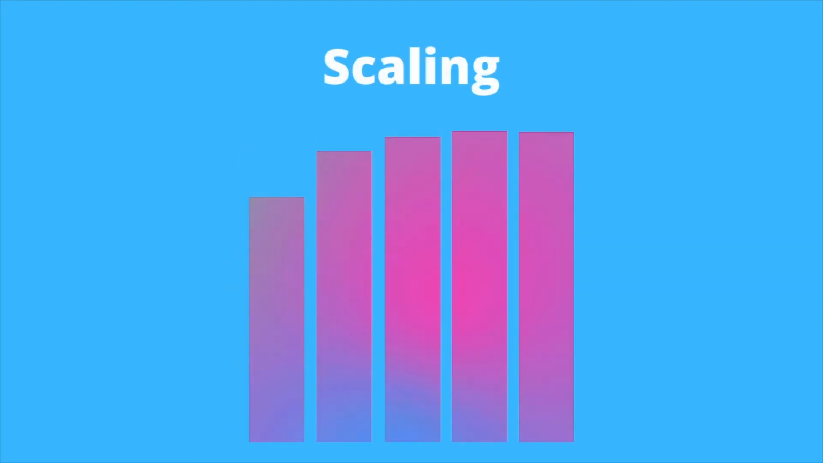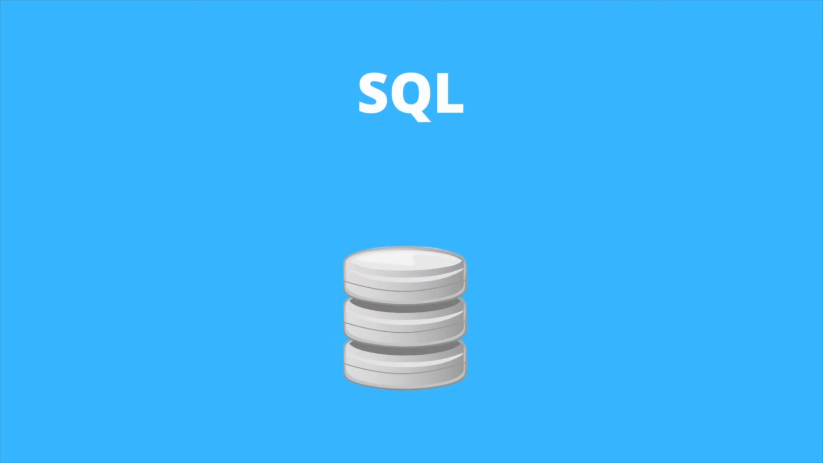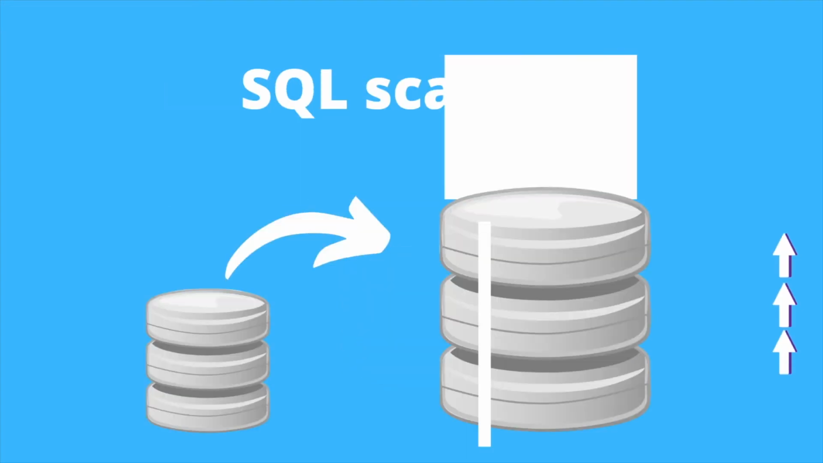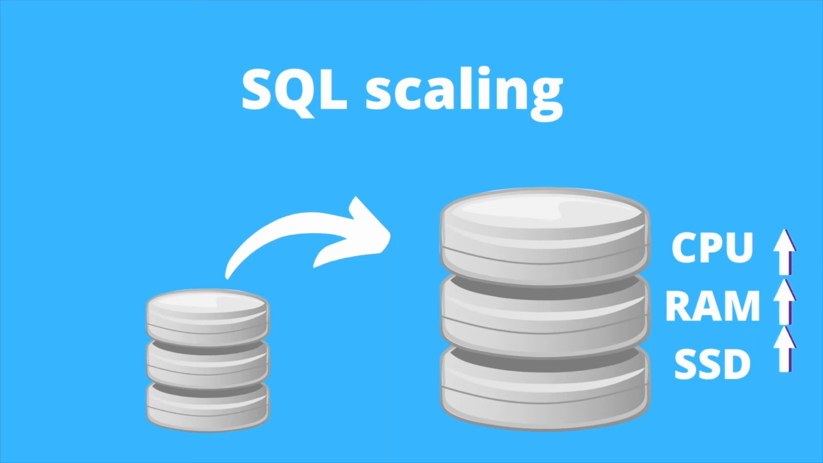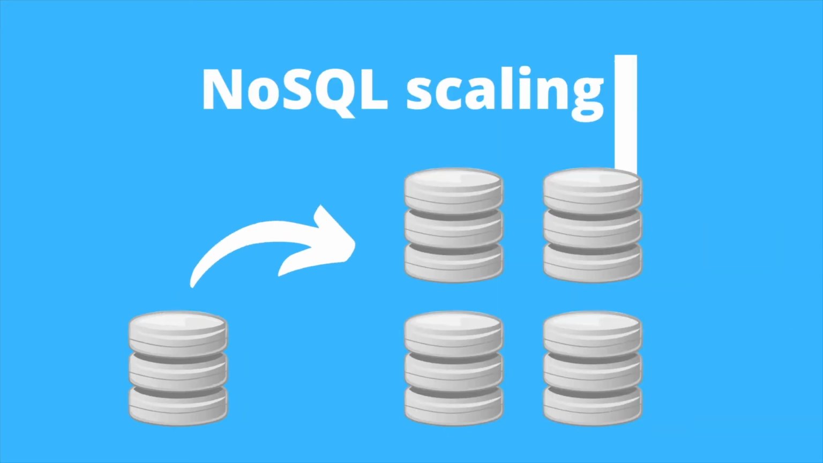However, a huge advantage that NoSQL has over SQL is scaling. SQL databases were designed to run on a single server to maintain the integrity of the data, so they're not easy to scale. SQL databases scale vertically, meaning you need to increase the capacity of a single server, like increasing your CPU, RAM, or SSD to scale your database. NoSQL databases scale horizontally, meaning that you can add more servers to power your growing database, which makes it very easy and efficient to scale.